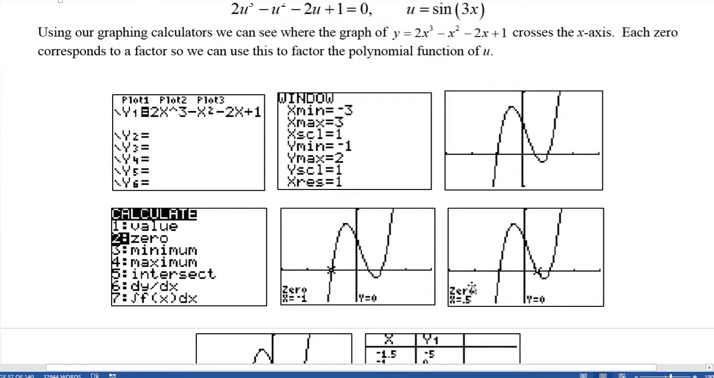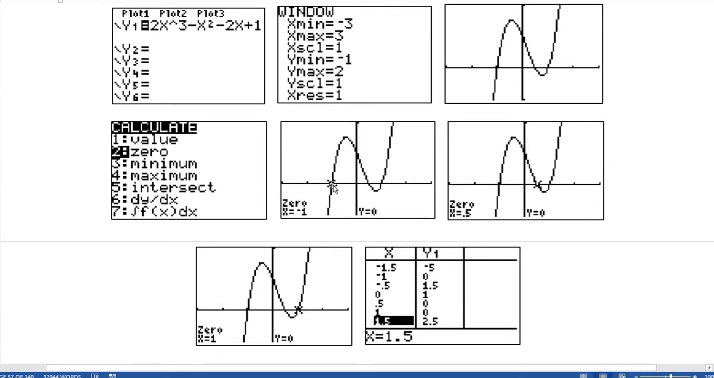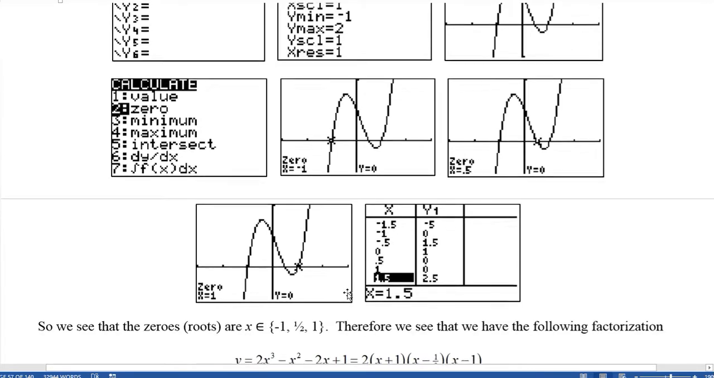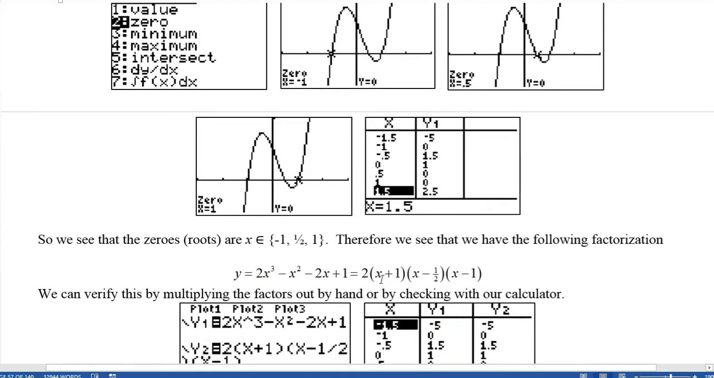Okay? And if we calculate those, say calculate zero, and of course you have to give it a left bound, a right bound, and a guess. And so it's doing Newton's method internally. And it's going to come up with -1, 0, 1/2, 0, and 1, 0. And of course, if we check this, we see that those are the places where y is 0, at -1, 1/2, and 1.